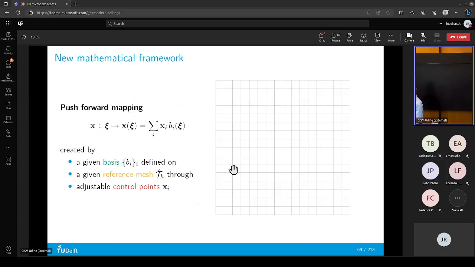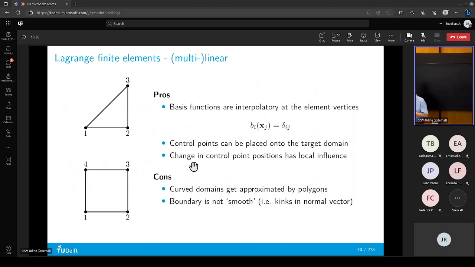I said this already, the push forward. As I will always talk about push forward, that means going from the reference domain, our sandbox in which the basis and the reference mesh are defined, and pushing this forward to the real world x, y, z, through setting the control points.